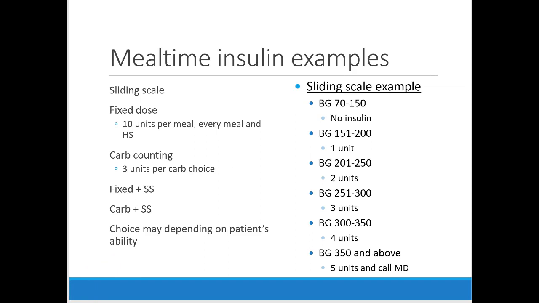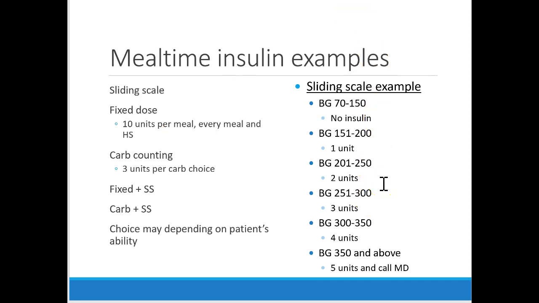Mealtime insulin is usually done as a couple of different options. The most common way is carb counting, and probably the most correct way is to carb count. So you carb count with every meal based on the units of carbohydrates you're eating. Usually it's like 3 units per carb choice. And then you usually have a sliding scale that you can do on top of that.